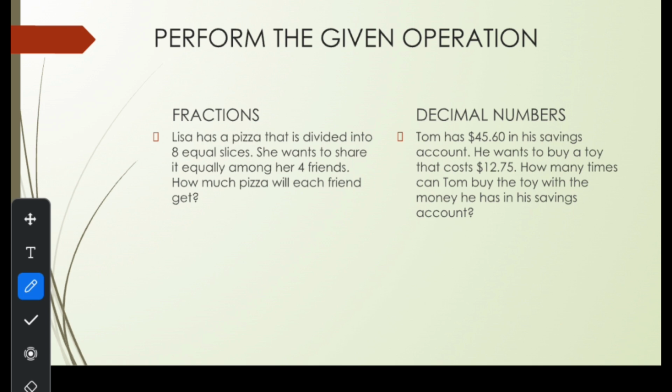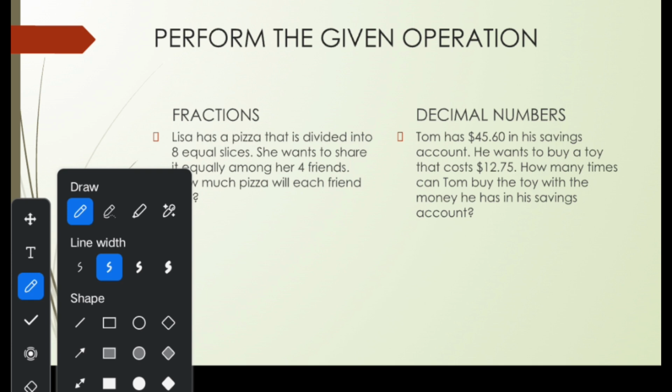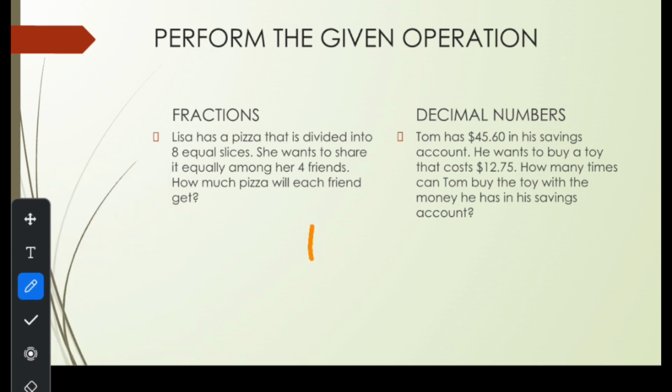So let's do one from decimal parts. Tom has $45.60 in his savings account. He wants to buy a toy that costs $12.75. How many times can Tom buy the toy? So in this question, they are asking that the cost of a single toy is this 12.75. So if he buys one toy, he has to pay 12.75 once. For one toy, he has to pay 12.75.